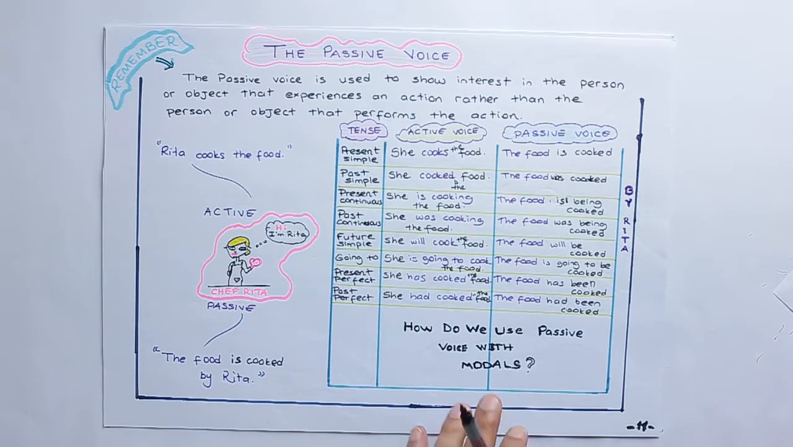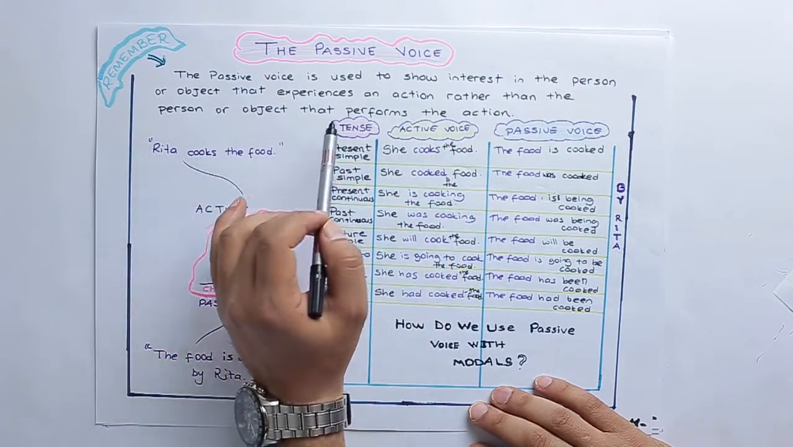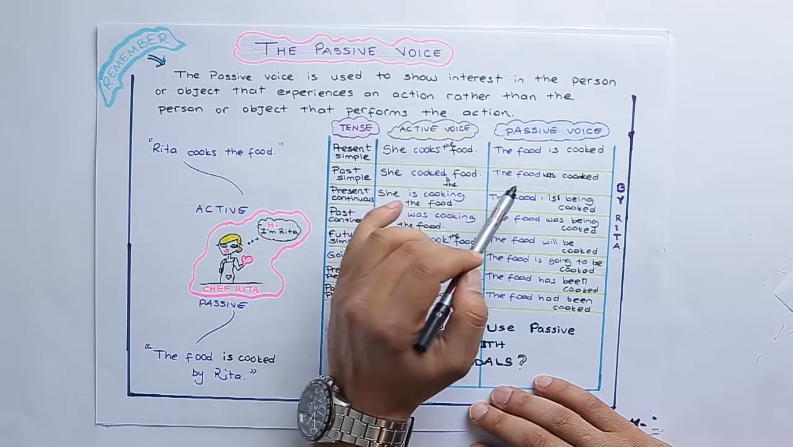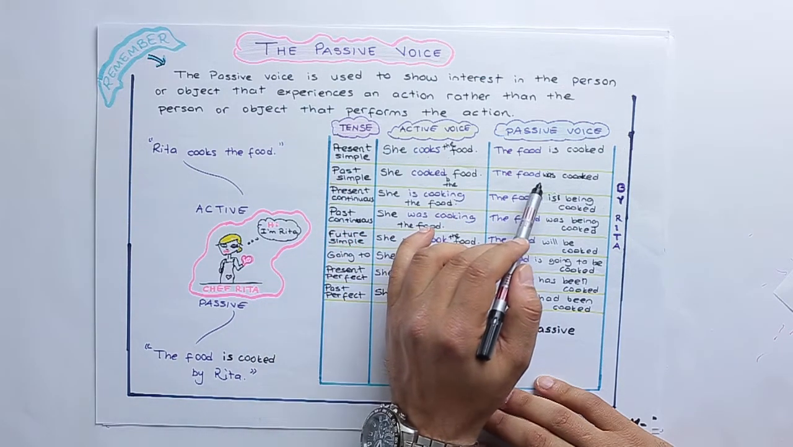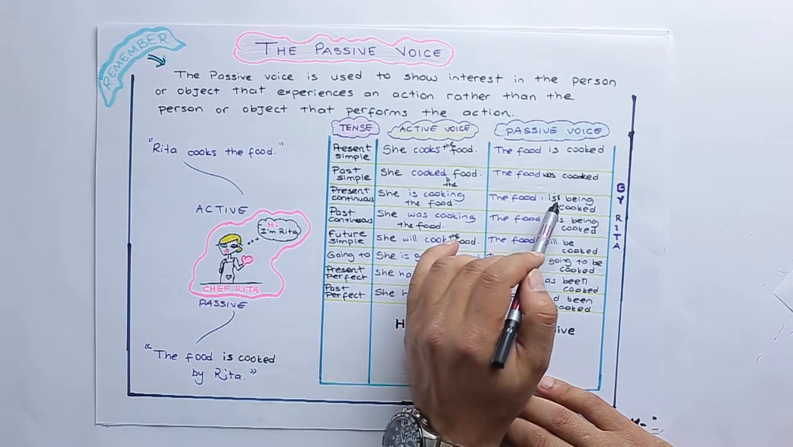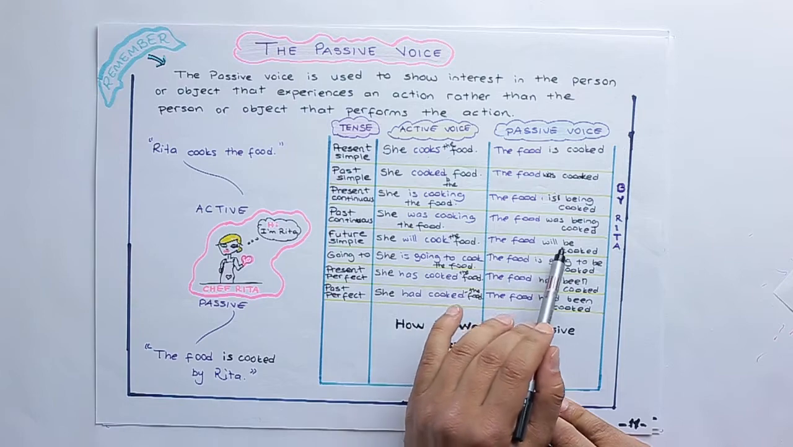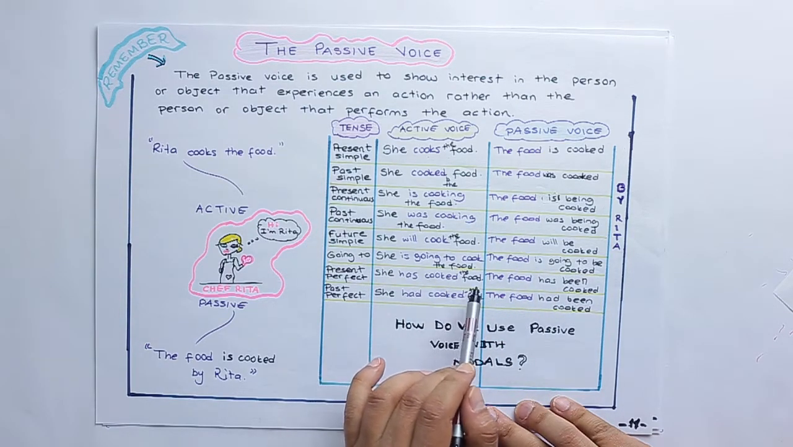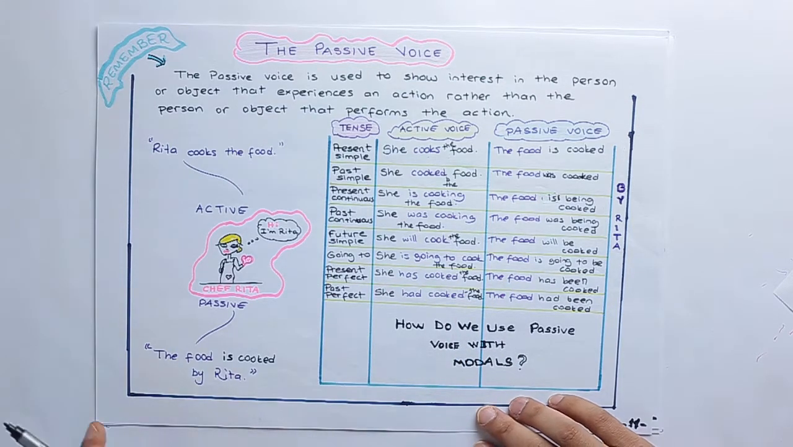For the next page, everybody, the passive voice is used to show interest in the person or object that experiences an action rather than the person or object that performs the action. You see the tenses here. Present simple, active and passive form, past simple, active and passive form, such as she cooks, the food is cooked. This is present form. She cooked the food, past form, the food was cooked. Present continuous, she is cooking the food, the food is being cooked. Past continuous, she was cooking, the food was being cooked. For future, she will cook, the food will be cooked. For going to future, she is going to cook, the food is going to be cooked. Present perfect, she has cooked, the food has been cooked. Or past perfect, she had cooked, the food had been cooked. These are all the tenses that you learned up to now.